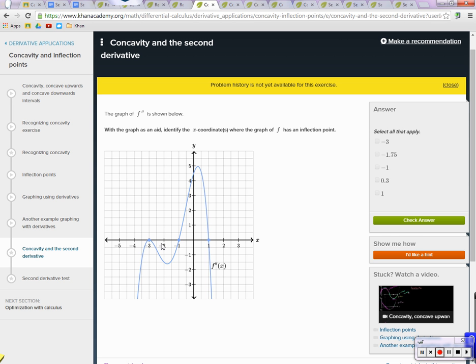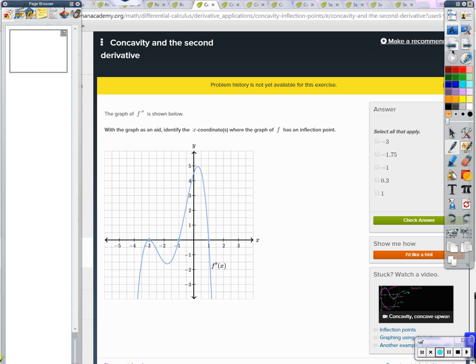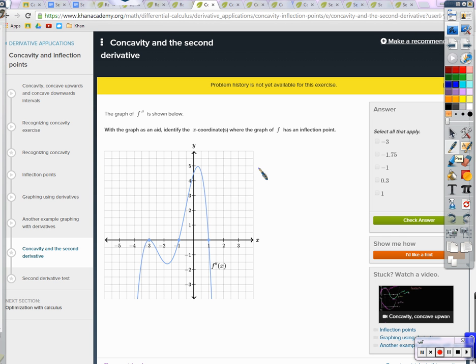Is that possible? Look at that. No, only if you come down like this, that's concave down. And then it's concave up. But that would be a point of inflection. We're trying to not get that.